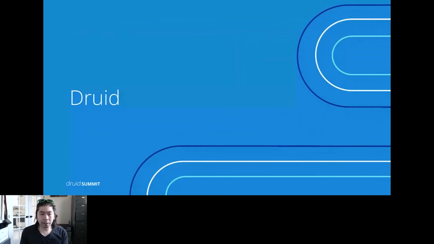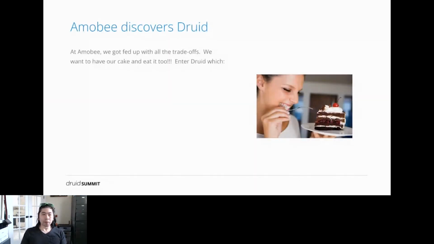So let me start talking about Druid and how Druid came into the Amobee reporting ecosystem. Okay, so at Amobee, we didn't discover Druid right off the bat, right? We have a team that manages our data lake, and they use the Spark framework on top of Parquet files the entire time.